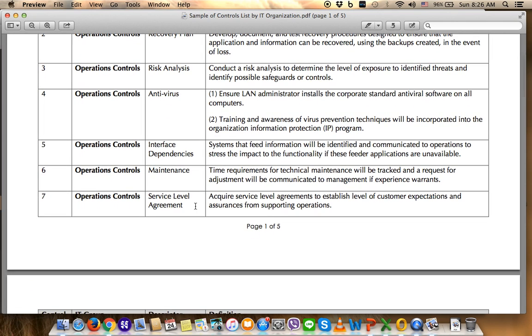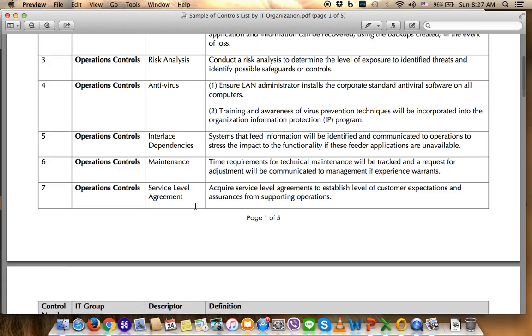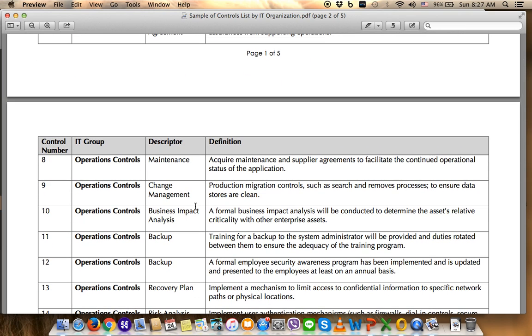And the next is the service level agreement. It is part of operation control, with the purpose of acquiring a service level agreement or operational level agreement to establish the level of customer expectation and the business user need and assurance from the supporting operations, and also to maintain supplier agreements to facilitate the continued operational status of the application.